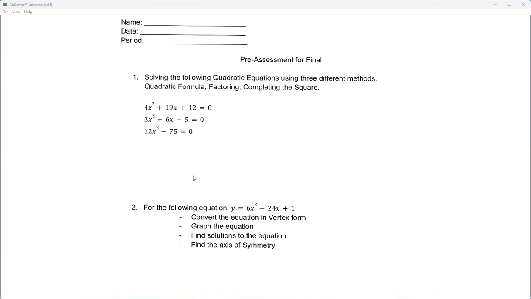All right, so the first question is, sorry, this is a 4x squared plus 19x plus 12 equals 0. And you have to determine which of these methods you want to use for these three equations.